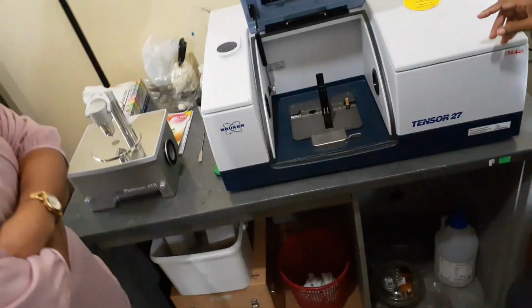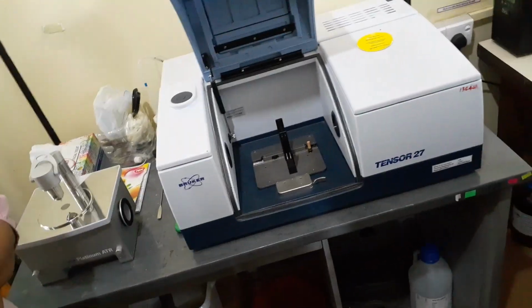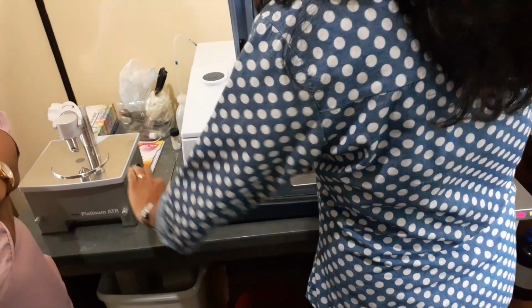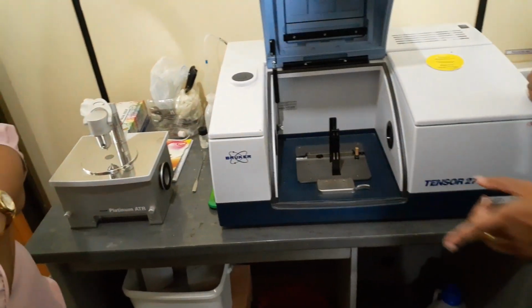Here you can see the beam path through the standard sample compartment where A is the IR source, B the aperture wheel, C the filter wheel, D the IR beam outlet port, E is the beam splitter, F the switch mirror, G the sample compartment window, H is the sample, and I is the detector. This is the ATR compartment, which we'll use later in the demonstration.